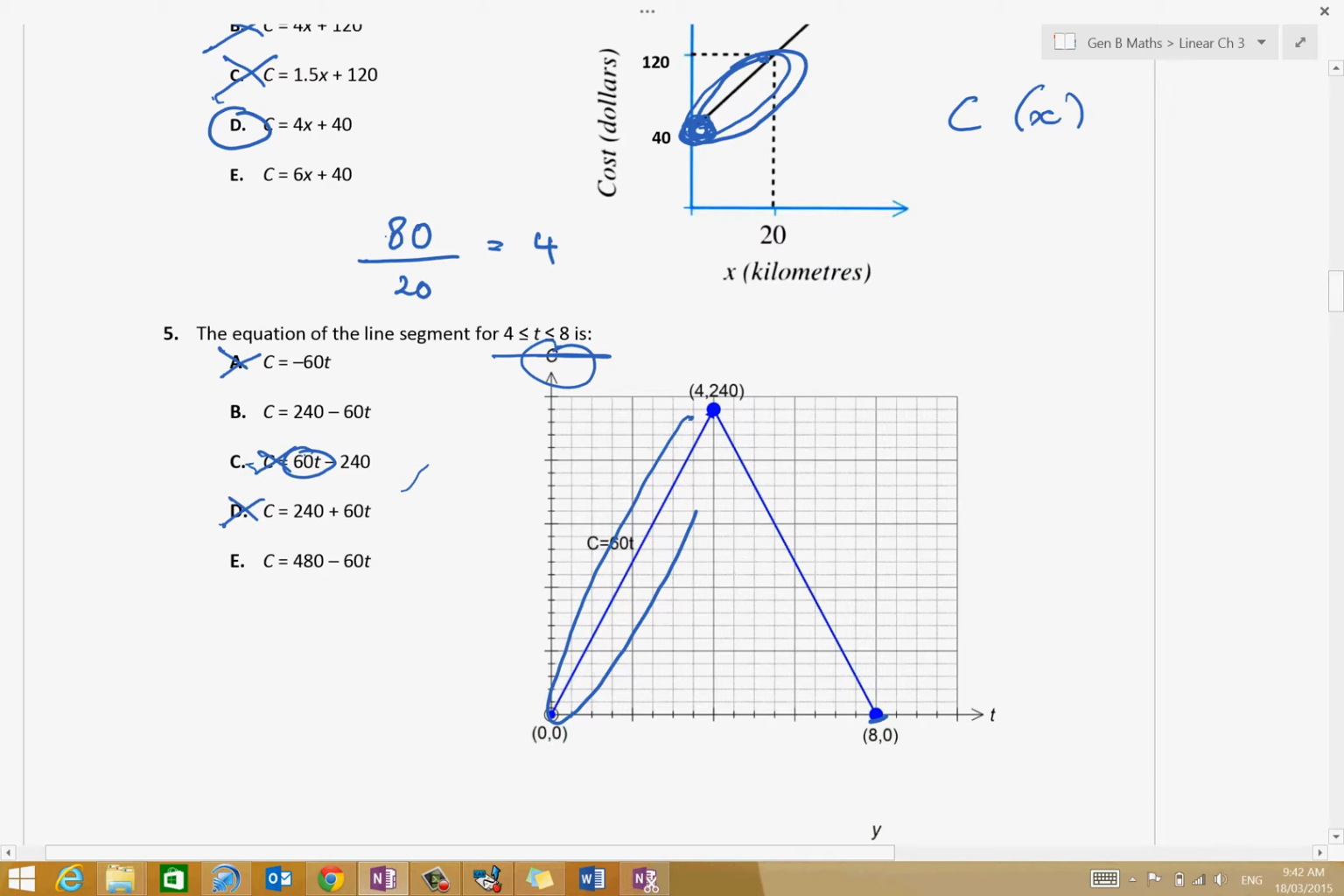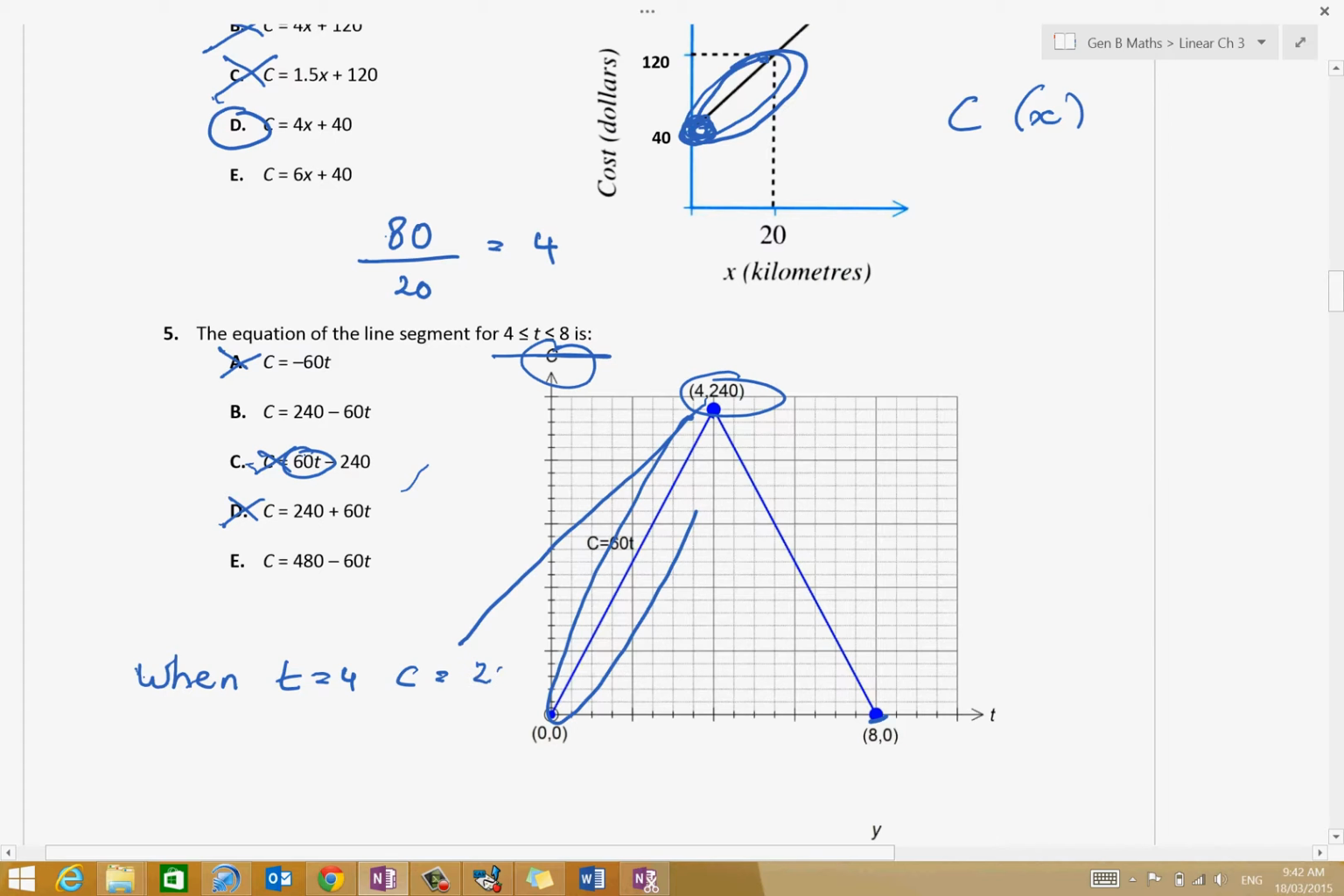Now you could plug one of these values here. Look at this, 4 to 40. Why don't we just plug it into one of those? And we don't have to go and find the equation of the line. So what that says is that when t is equal to 4, what is c supposed to equal? What's c supposed to equal? Come on, someone shout it out.